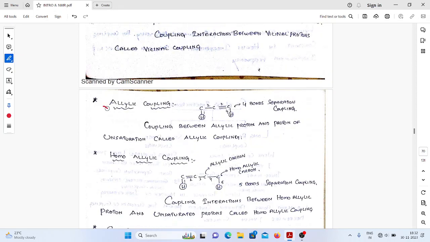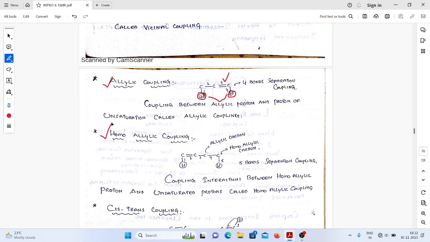Okay. Next, allylic coupling. The name itself indicates allylic. The coupling between the allylic carbon and the carbon attached to the pi bond. See this one, the pi bond is main or not? If the coupling takes place between these two, then the coupling is commonly called allylic coupling. Next, homoallylic coupling. Allylic with one more carbon. See this, this carbon is the allylic carbon. So the next carbon is what? The homoallylic carbon. If the coupling takes place between the homoallylic hydrogen and the hydrogen of the unsaturation, it is commonly called homoallylic coupling.